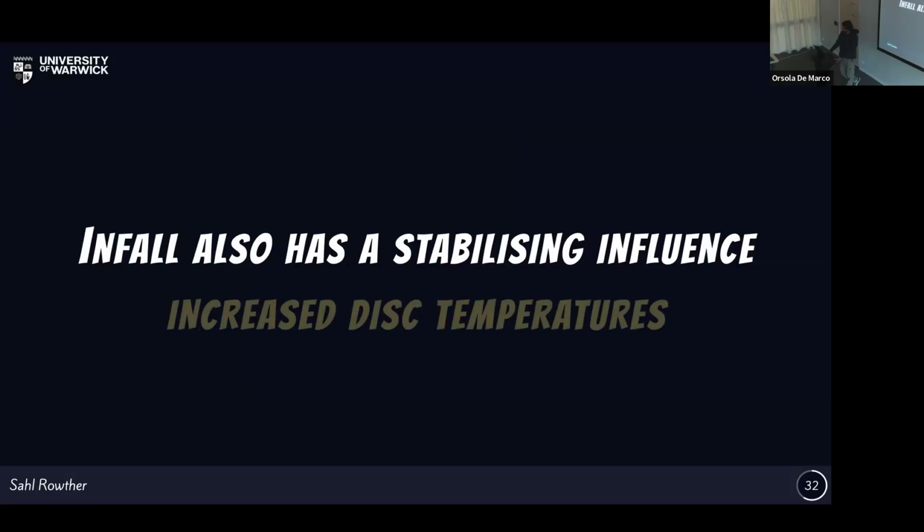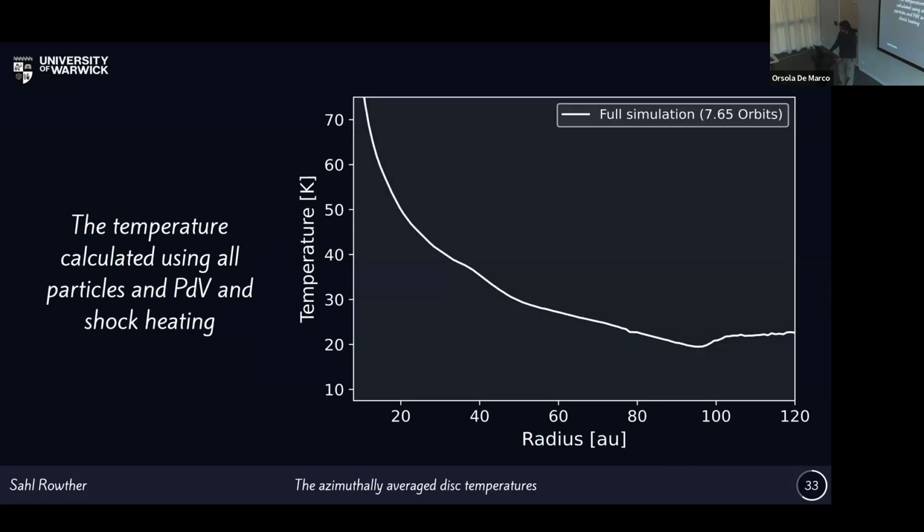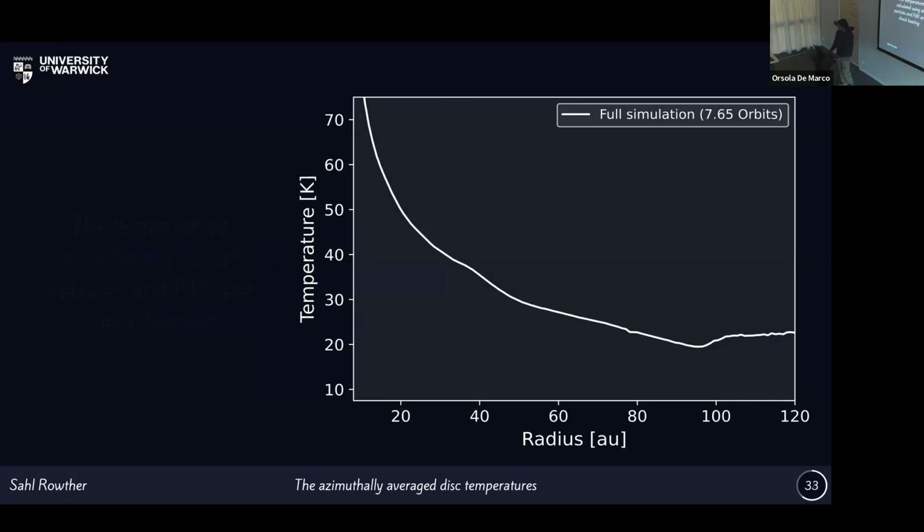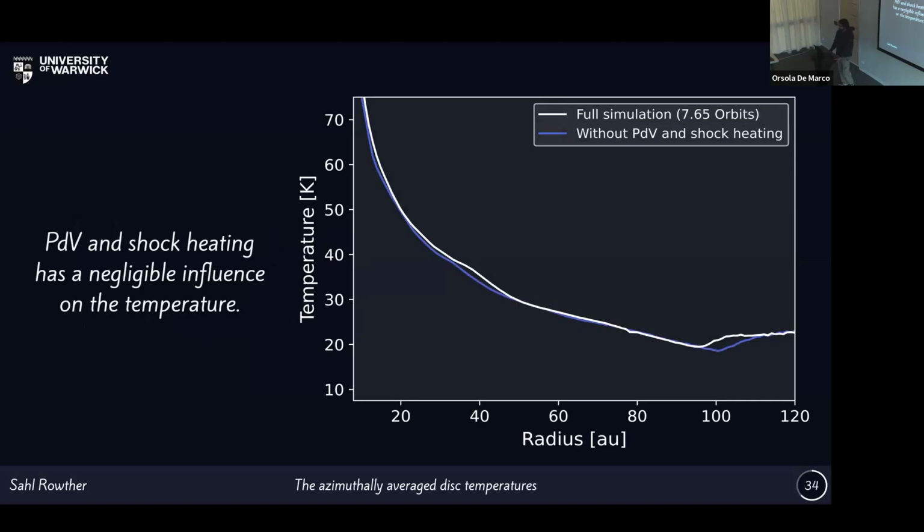But infall also has a stabilizing influence on the disk due to the increased temperatures. So this is the same azimuthally averaged temperature profile I showed earlier. It's using all the particles in the simulations and includes PDR and shock heating. One of the possible reasons for the increase in temperature was the PDR and shock heating, but when that's turned off and the temperatures are recalculated, we see that it had a marginal influence on the temperatures.